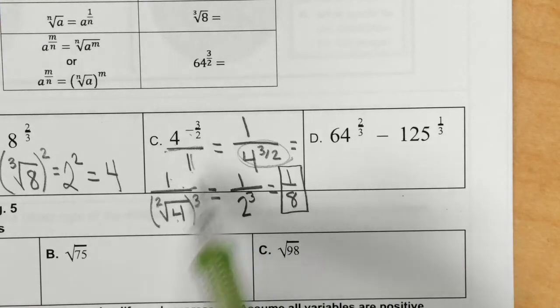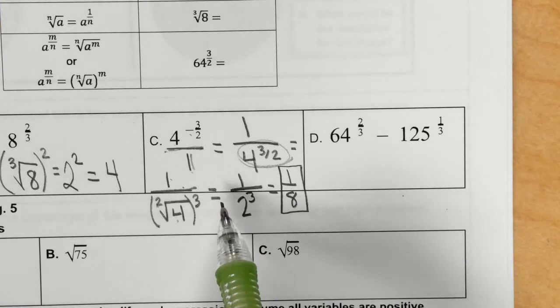So really this is not a whole lot more than what you've been doing. It's just knowing that when you see a negative over 1, change the places. Flip it around.